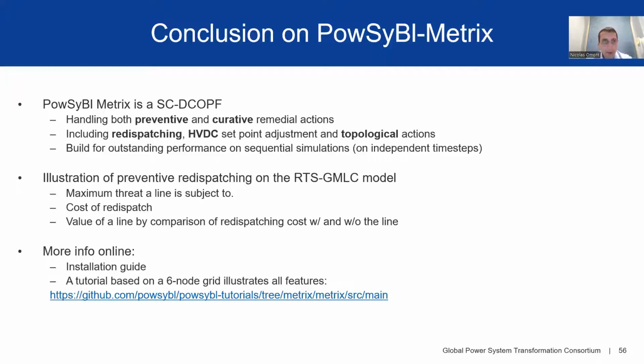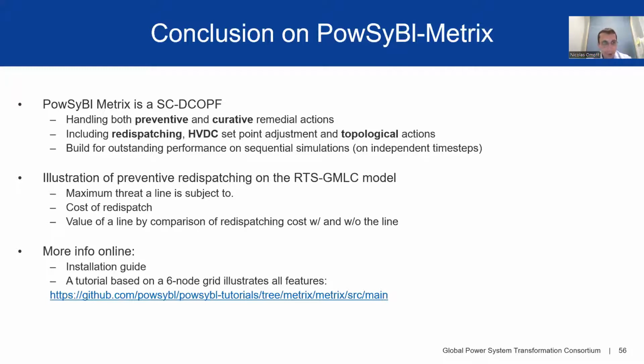So we have illustrated this on the RTS GMLC model. We have seen the maximum threat a line is subject to. We have seen that we can compute the cost of redispatch and compute the value of a line by comparison of the redispatching cost with and without this line.